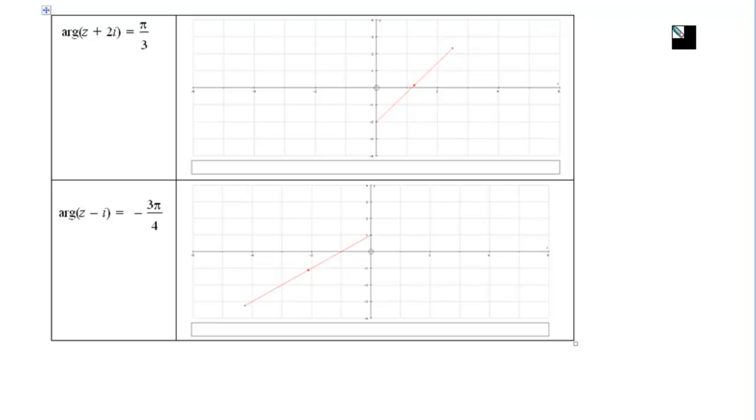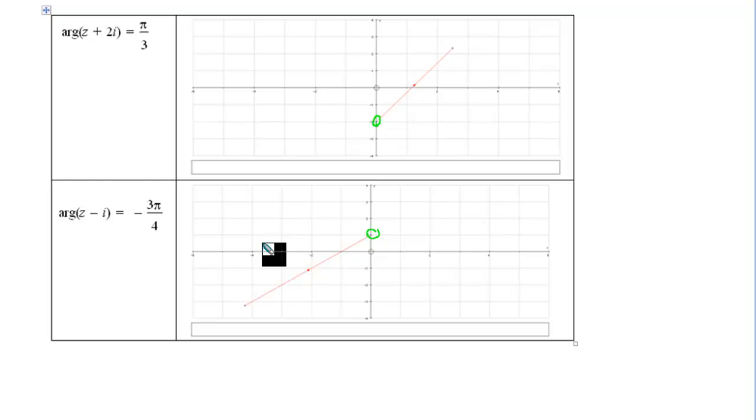So looking at these ones, we've got argument of z plus 2i is pi on 3. Again, it's really just a case of, well, where's it starting? Again, open circle with an argument. It starts at minus 2i because it's z plus 2i, and it's got an argument of pi on 3, so it's at that angle there. Argument of z minus 1, so it starts at 1, 0, and has an argument of minus 3 pi on 4, which would be going in that direction.